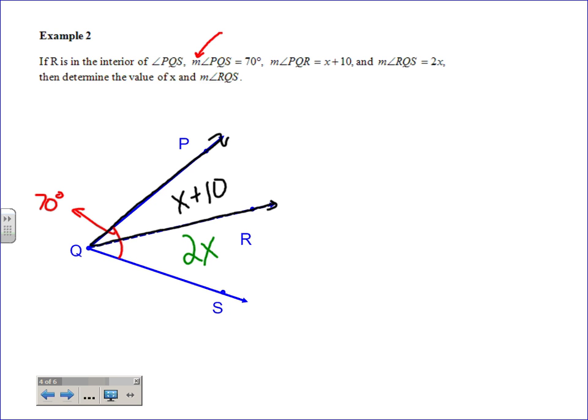Determine the value of x. Oops, well, we better make a note of that. And RQS. Now, is it okay to say that RQS is just 2x? No, they want more than that. They want the value, right? They want the measure. Okay, how much is it?